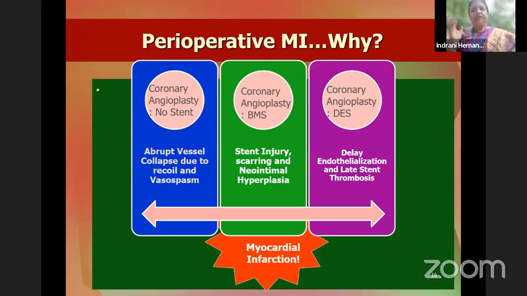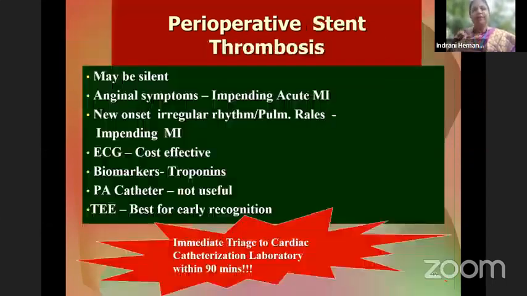A patient with only coronary angioplasty with no stent placement can also develop perioperative MI because of an abrupt vessel collapse due to recoil and vasospasm. And if the patient has a bare metallic stent, the patient can have stent injury, scarring, complete closure with neointimal hyperplasia leading to myocardial infarction, or if the patient has a drug-eluting stent, there could be delayed endothelialization and late stent thrombosis. So how does a perioperative MI manifest? It could be silent.